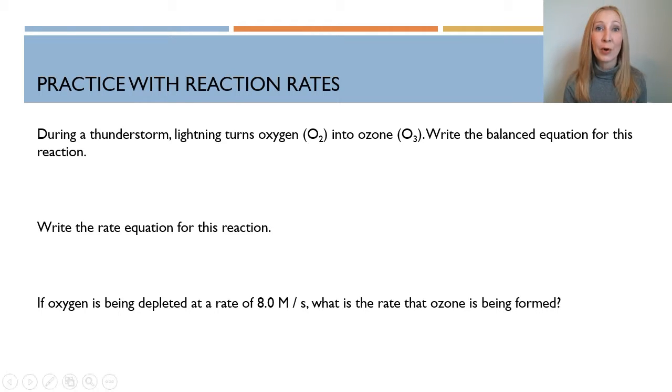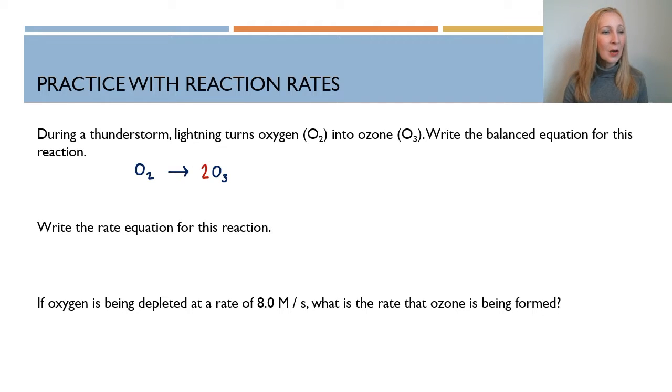So let's take a look at a practice question. During a thunderstorm, we have lightning, and this really happens. It splits oxygen up, and one O2 molecule will then react and bond to one of the split-up half O2s, so one of the O's, and create ozone. So what's the balanced equation for this chemical reaction? So we have oxygen turning into ozone.